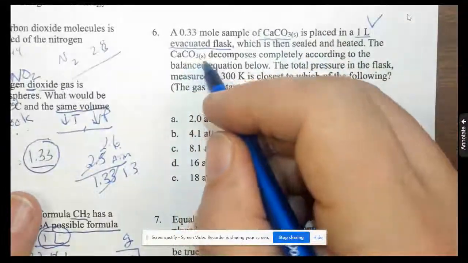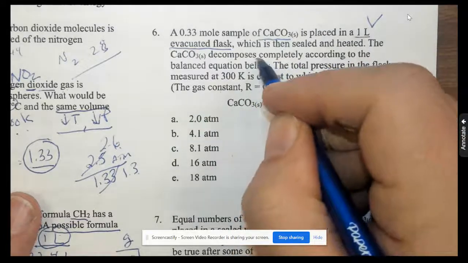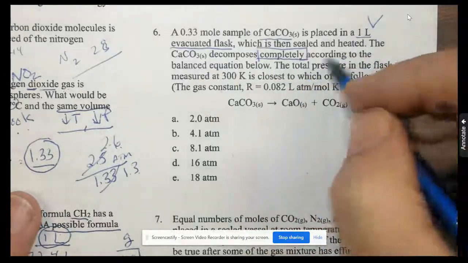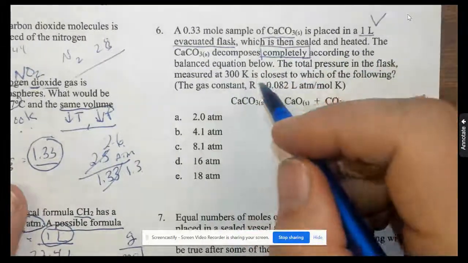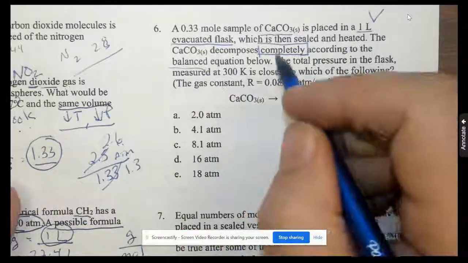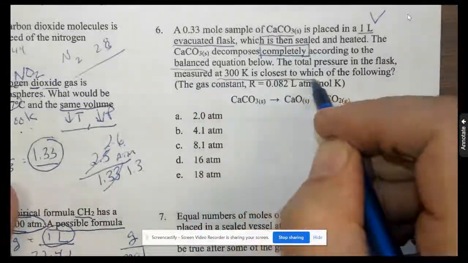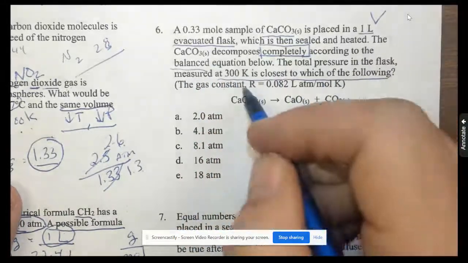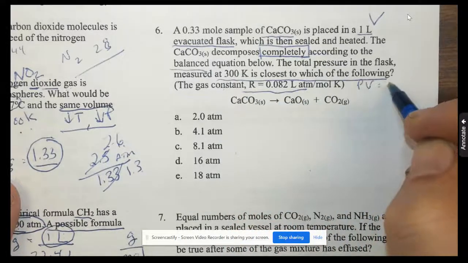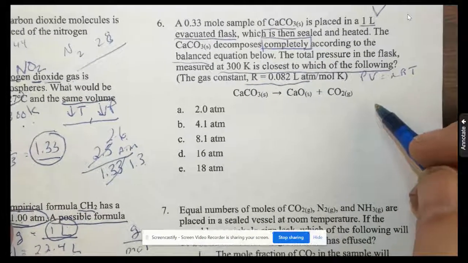The calcium carbonate decomposes completely according to the balanced equation. This is going to be a very important word, completely. Look for that. It says it's already balanced, so I don't need to balance it. The total pressure in the flask measured at 300 Kelvin is closest to which of the following? The fact that they gave you the ideal gas constant tells me I'm probably going to be using the ideal gas law. More on that here in a minute.